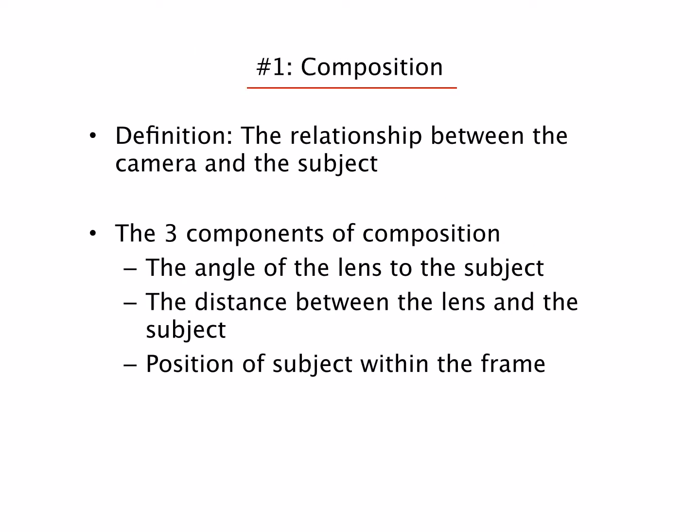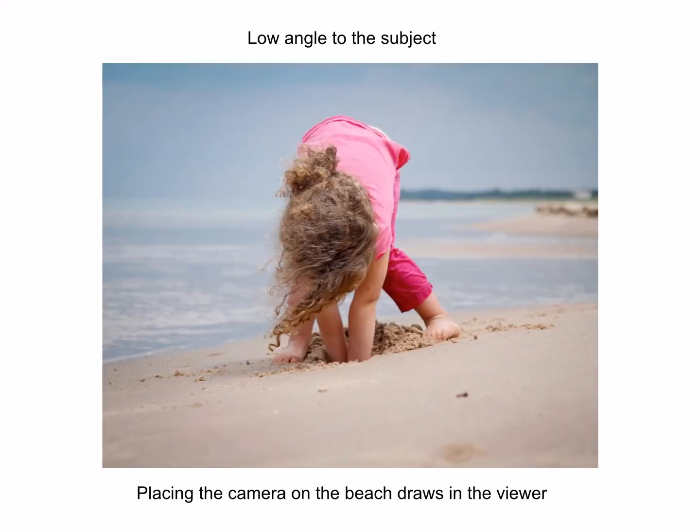Let's get into composition. Composition I would define as the relationship between the camera and the subject. There are 3 components: the angle of the lens to the subject, the distance between the lens and the subject, and the position of the subject within the frame. So let's look at some examples of these.